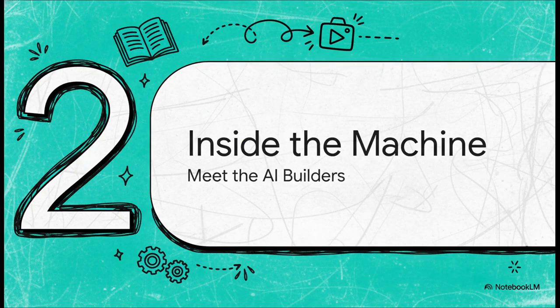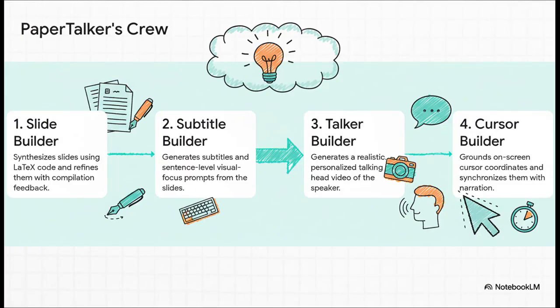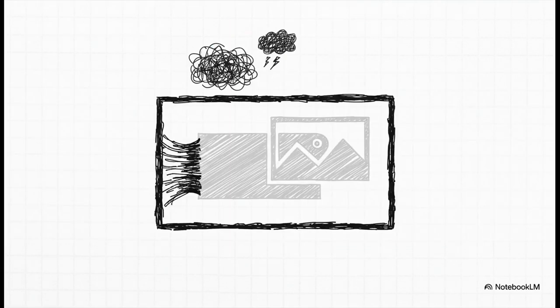Okay, so how on earth does it actually pull all of that off? Let's pop the hood for a second and meet this little digital production crew. Well, it turns out PaperTalker isn't one single AI. It's more like a specialized team of 4 different builders. It's a smart way to tackle a big problem. Break it down. So you've got the slide builder, which makes the visuals. Then the subtitle builder writes what the presenter is going to say. The talker builder creates that virtual presenter you see on screen. And finally, the cursor builder adds those little mouse movements that, just like a real person, show you exactly what to look at.